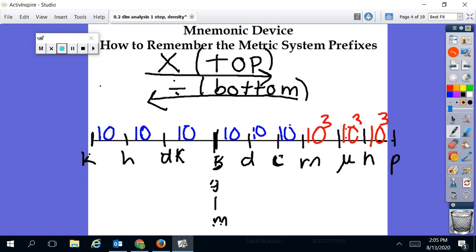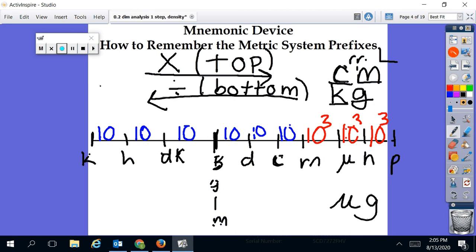And remember, you're going to put a prefix with base units. So for example, centimeter, kilogram. It's going to have a prefix and a base unit, or it can just be the base unit, meters, liters. It could be micrograms. So that's basically the number line for the metric system and how the prefix systems work with the units I've taught you.